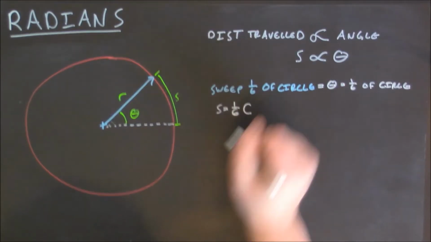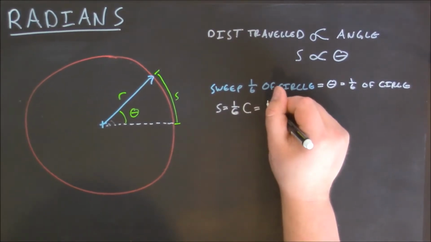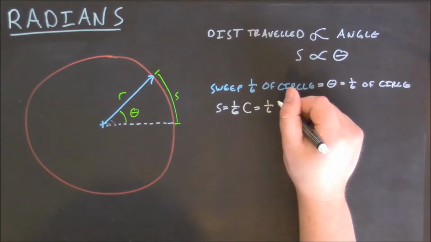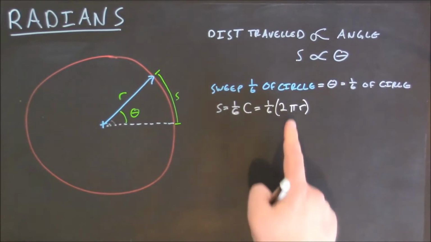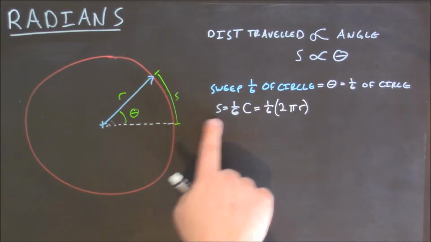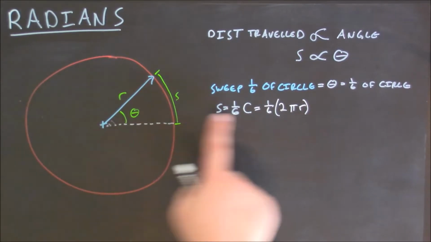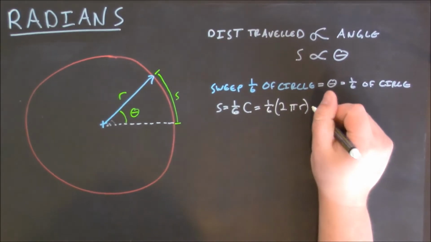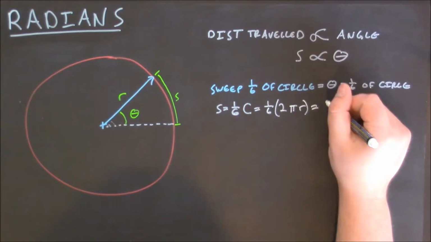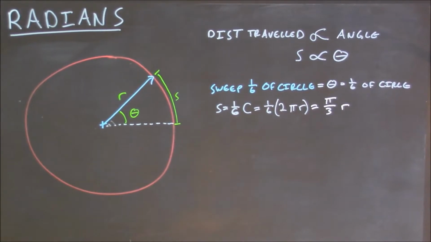And the circumference is usually given as C. Now we know that the equation for circumference is equal to 2 times pi times r. So the distance we've traveled around the edge, if we sweep 1/6 of the way around the circle, is 1/6 times 2 pi r. Now this we can simplify, and it comes out to pi over 3 times r.